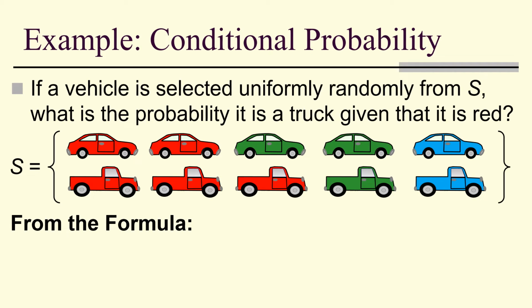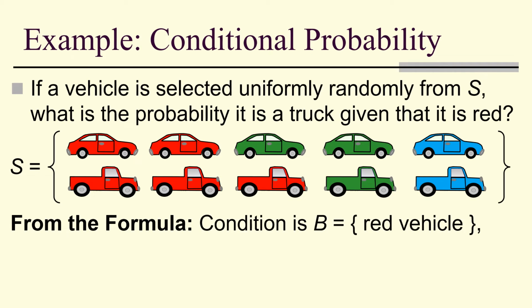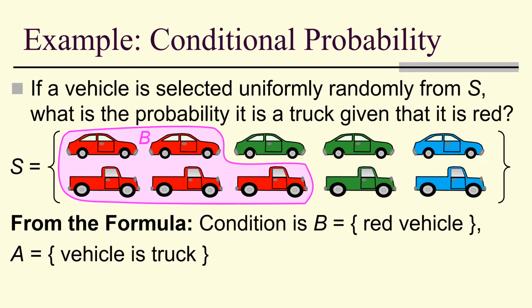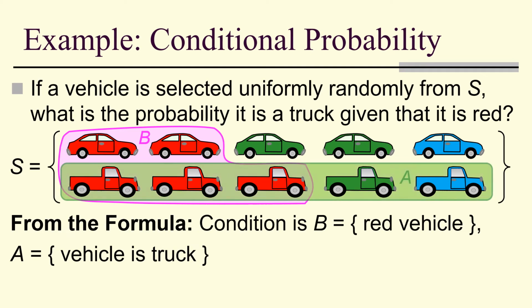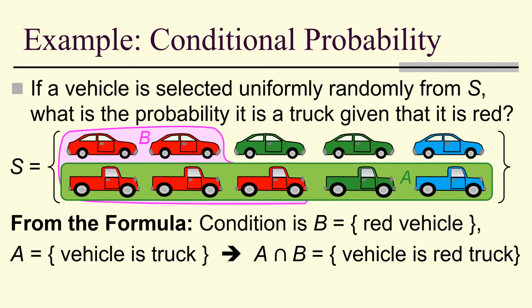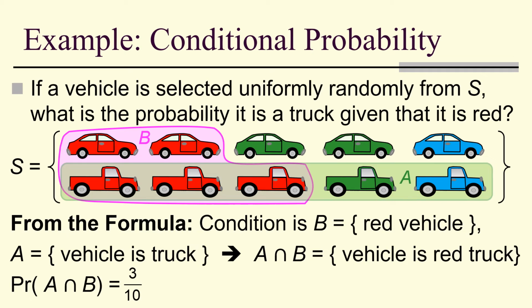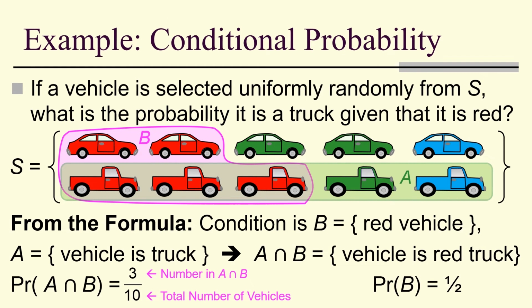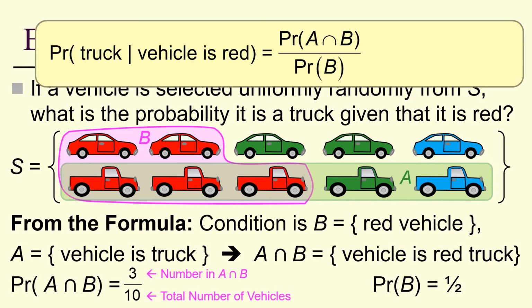So let's do this from the formula. Our condition is that B is a red vehicle. Our A is that the vehicle is a truck. Their intersection is that the vehicle is a red truck. The probability of a vehicle being a red truck, there are 3 of those out of the 10 total. And the probability of a red vehicle, there are 5 red vehicles out of the 10, so that's 1/2.